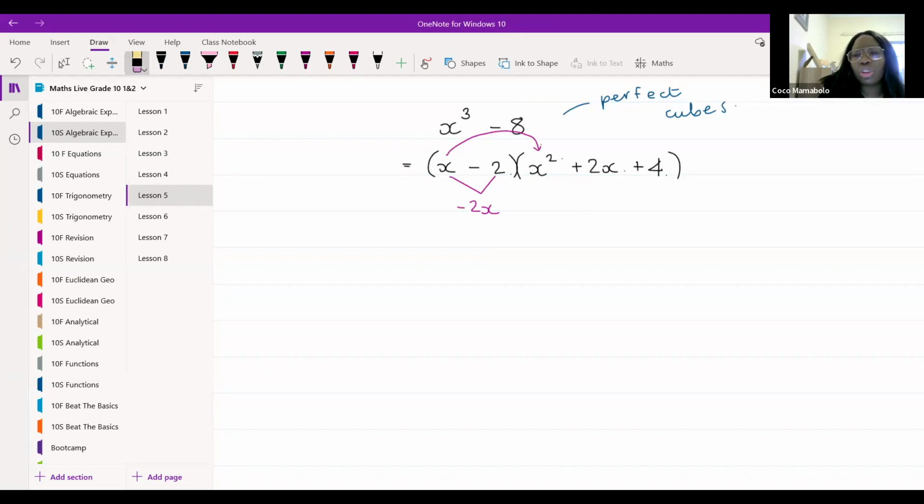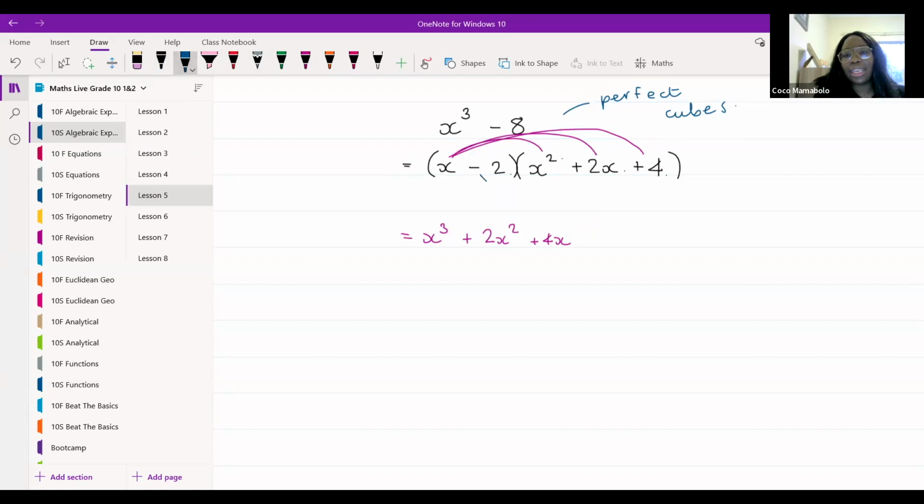Okay, and just to make sure that we've done the correct things, we're going to FOIL. We're going to do a bit of FOIL. X times x squared will give me x cubed. X times 2x will give me plus 2x squared. X times 4 will give me plus 4x. That's the bottom. That's the top. And then negative 2 times x squared will give me negative 2x squared. Negative 2 times 2x will give me negative 4x. And negative 2 times 4 will give me negative 8.